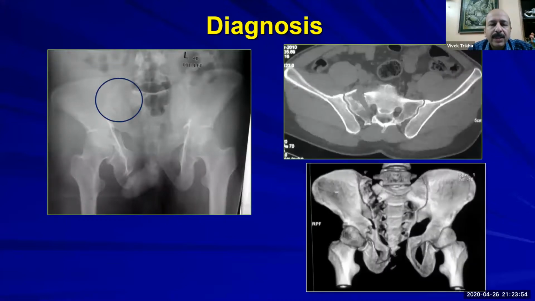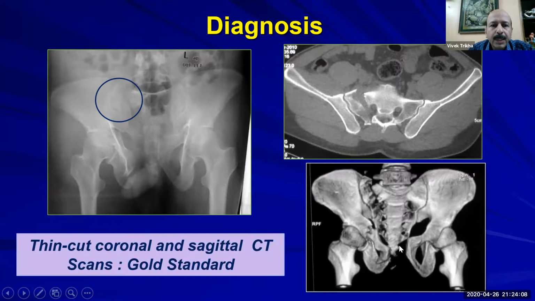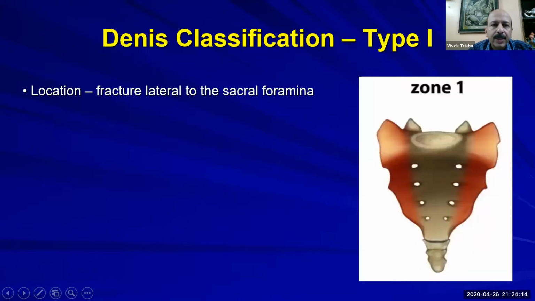Diagnosis of sacral fractures is usually done by CT scans, because you just have a hint of suspicion when you do not see any injury, or with wide displacements. And then you look around with the CT scan and you find out whether the fracture is there or not. Thin cut coronal and sagittal cuts will help you to diagnose a sacral fracture.